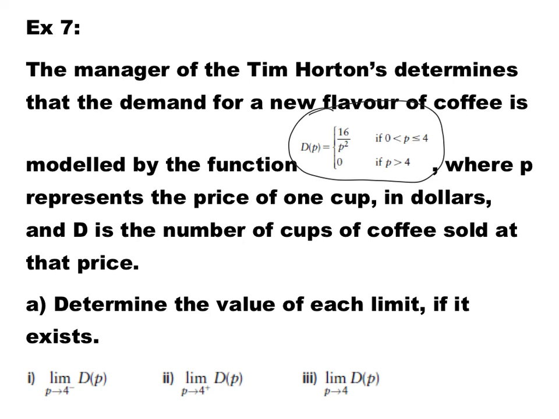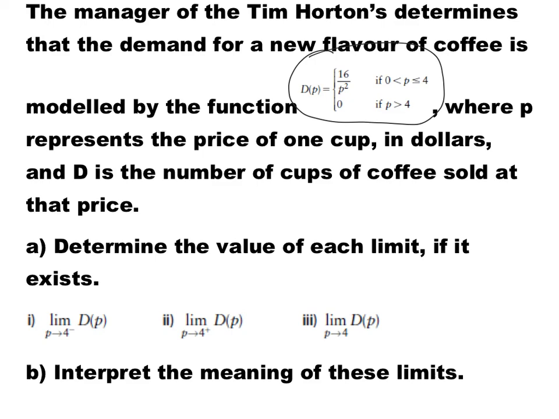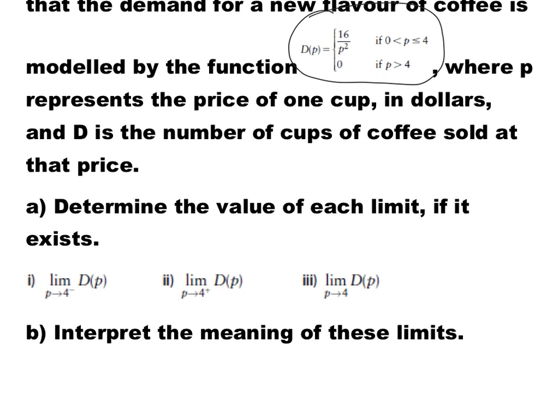Now we have to find the following limits. The first limit is when the price goes from the left to $4. Since the price goes from the left to $4, this means that I have to use this part of the equation. This means that I have to evaluate 16 divided by p squared. P is 4, so 16 divided by 4 squared is going to give me 1.